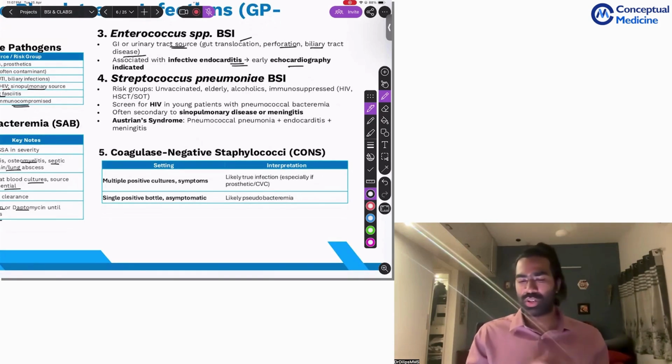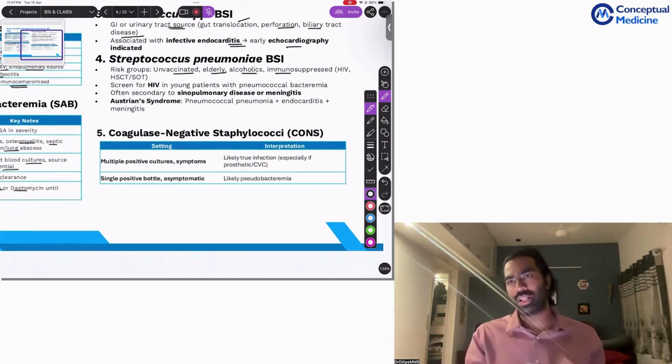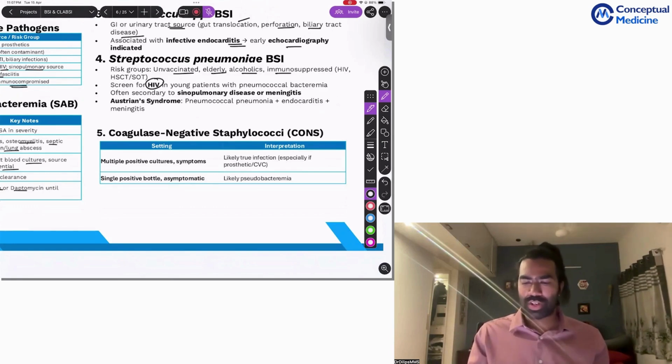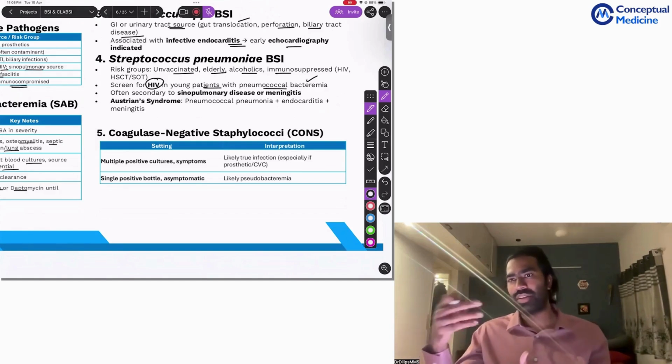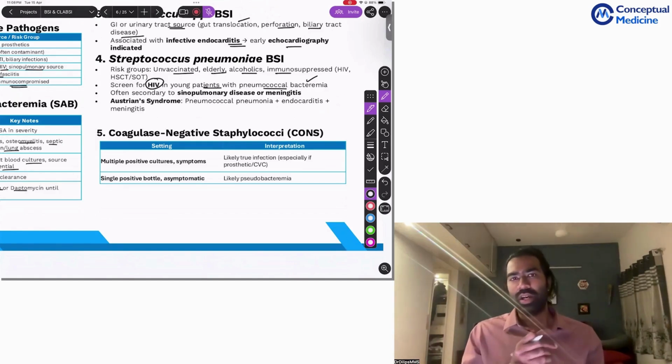Pneumococcus infections we are going to see especially in unvaccinated individuals, elderly patients, alcoholics, and immunosuppressed individuals like HIV patients and post-transplant patients. And you have to screen for HIV in young patients with pneumococcal bacteremia. So if you get a bacteremia or meningitis especially, one of the important investigations that we do is for HIV infection. We have discussed elsewhere about that. And often it's secondary to sinopulmonary disease or meningitis.